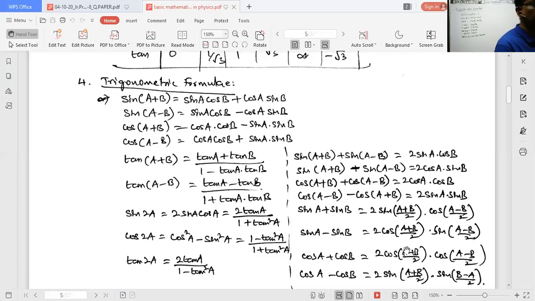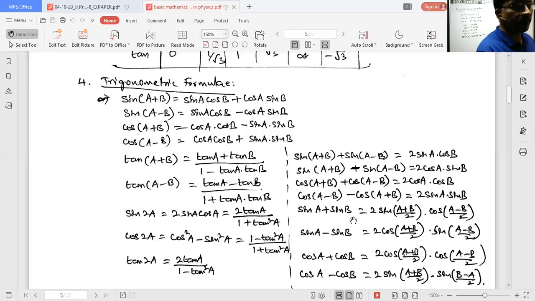Okay, next you see, sin of A plus B plus sin of A minus B we can write as 2 sin A cos B, because sin of A plus B is sin A cos B plus cos A sin B. Sin of A minus B is equal to sin A cos B minus cos A sin B. When you add them, after simplification you will get 2 sin A cos B. Similarly, sin of A plus B minus sin of A minus B is equal to 2 cos A sin B. Cos of A plus B plus cos of A minus B is equal to 2 cos A cos B. Cos of A minus B minus cos of A plus B is equal to 2 sin A sin B.